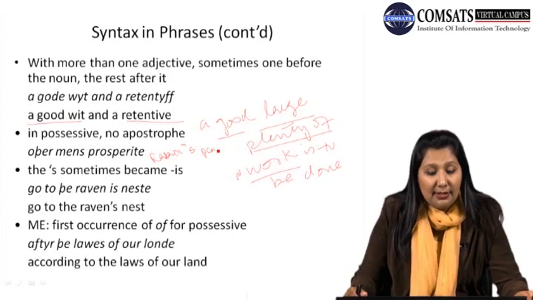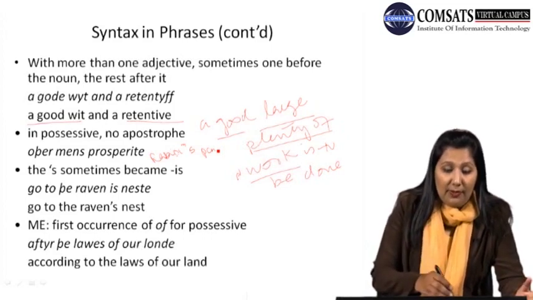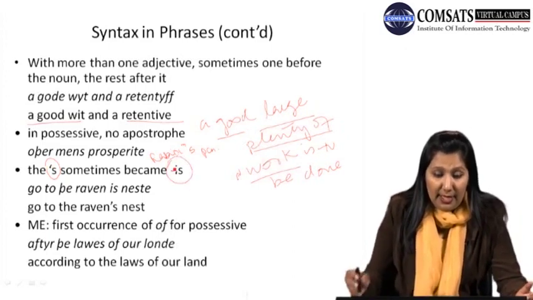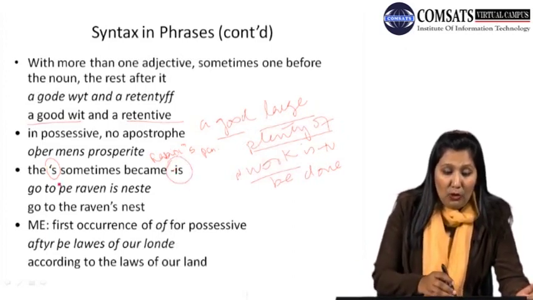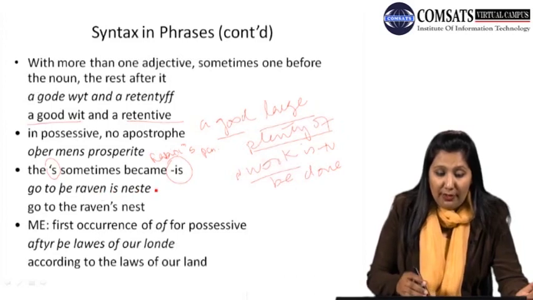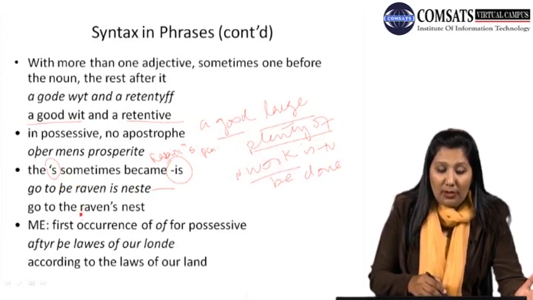Then the s sometimes becomes "is." "Go to the raven's nest." The apostrophe s is sometimes converted into "is," as it is written here: "Go to the raven is nest." This is a phrase structure of Old English, whereas if we look at this from a modern English perspective, we say "this is raven's."